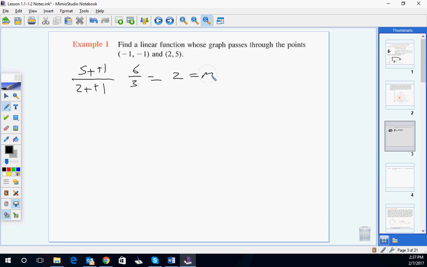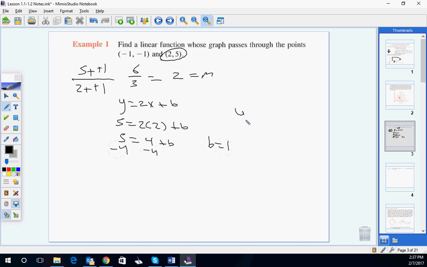Now that you have your slope, you plug it in, y equals 2x plus b. Then you plug in a point for x and y to get b. 5 equals 2 times 2 plus b. 5 equals 4 plus b, therefore b is 1. So that would be your equation of that line. Okay.